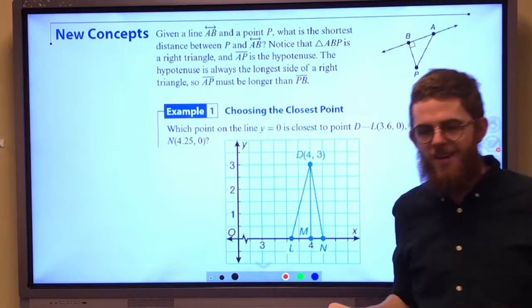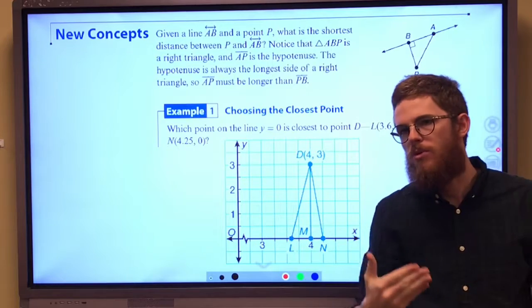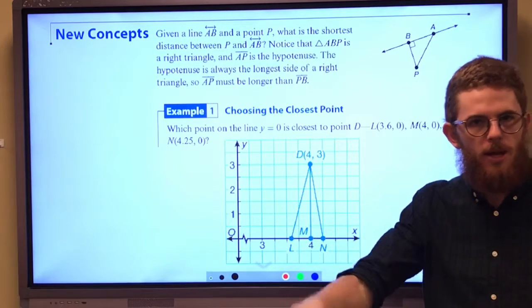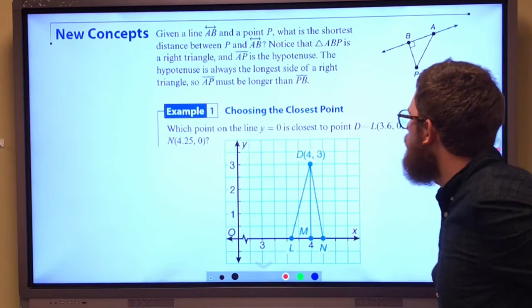All right, so we're thinking about the distance to a line. That's what we're thinking. We're thinking about the distance to a line. And typically today we're dealing with the coordinate plane.